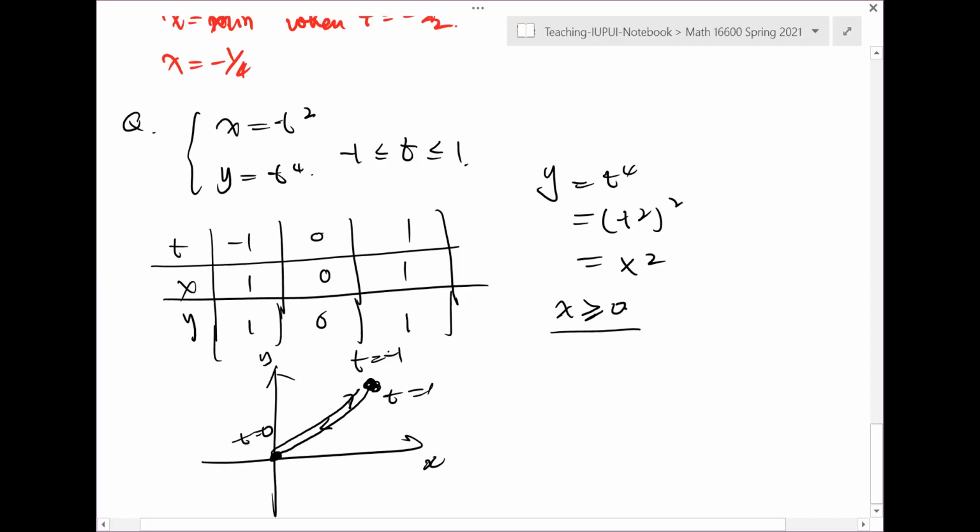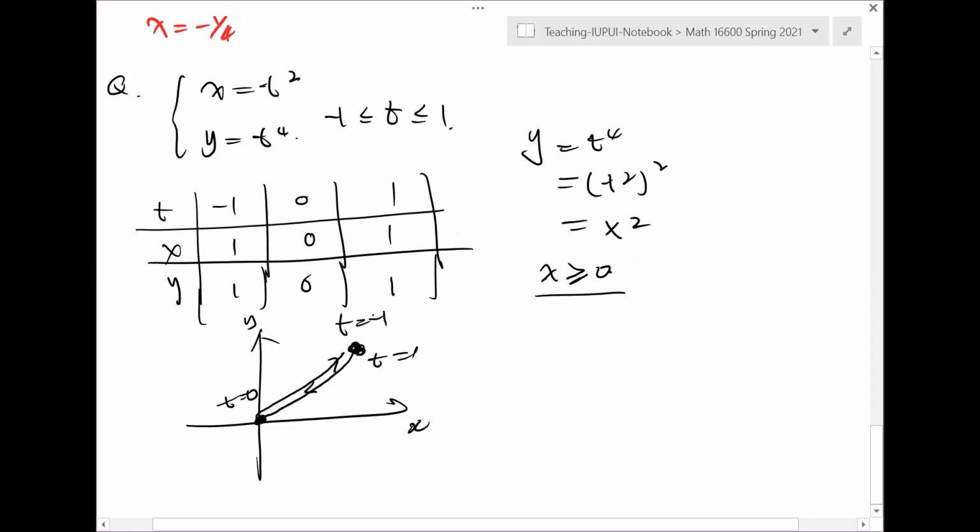Since x is always greater than or equal to 0, the curve is only in the first quadrant. That's the information. You don't need to add more points and waste time on calculation. Based on this information, that information, and the third one, you can get a picture. Let me draw the graph for you.